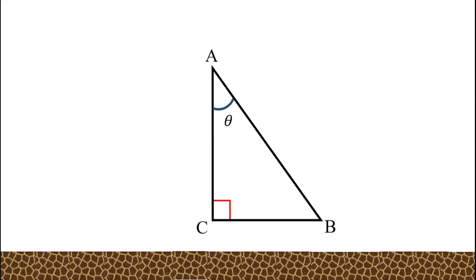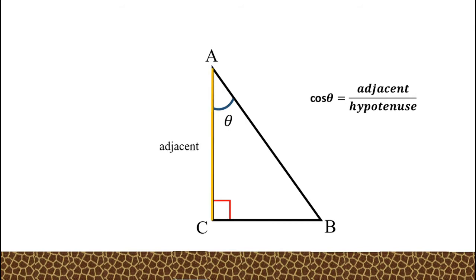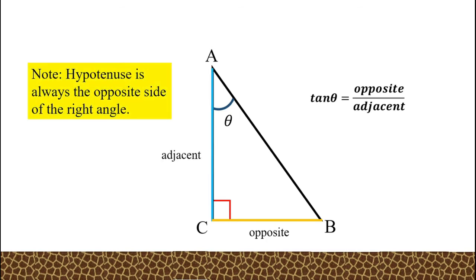What if we consider now the other acute angle as the standard position of theta? So our theta now is right here. The opposite for sine theta is the side colored orange, and the hypotenuse is colored blue. For cosine theta, its adjacent is colored orange and the hypotenuse is colored blue. For the tangent theta, the opposite is the side colored orange and its adjacent is colored blue. Don't confuse the adjacent with the hypotenuse, for the hypotenuse is always the opposite side of the right angle.